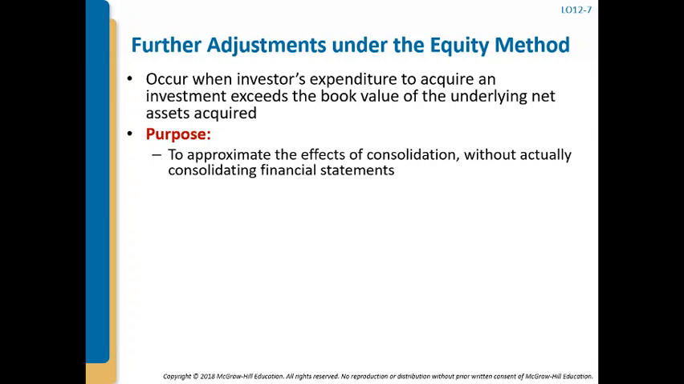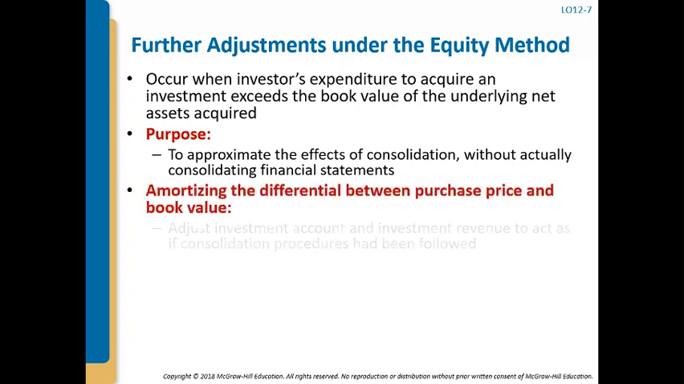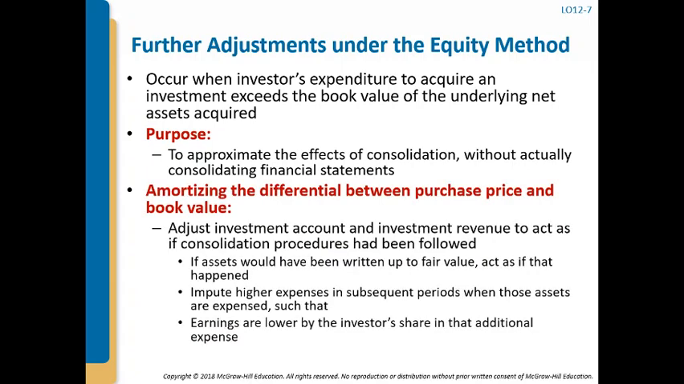And so these further adjustments occur when the investor's expenditures to acquire an investment exceeds the book value of the underlying net assets acquired. The purpose is to approximate the effects of consolidation without actually consolidating the financial statements. And so we'll use the term amortize instead of depreciate, but you're going to amortize any depreciable property, the difference between its fair value and the book value at the time of this investment by the investor.